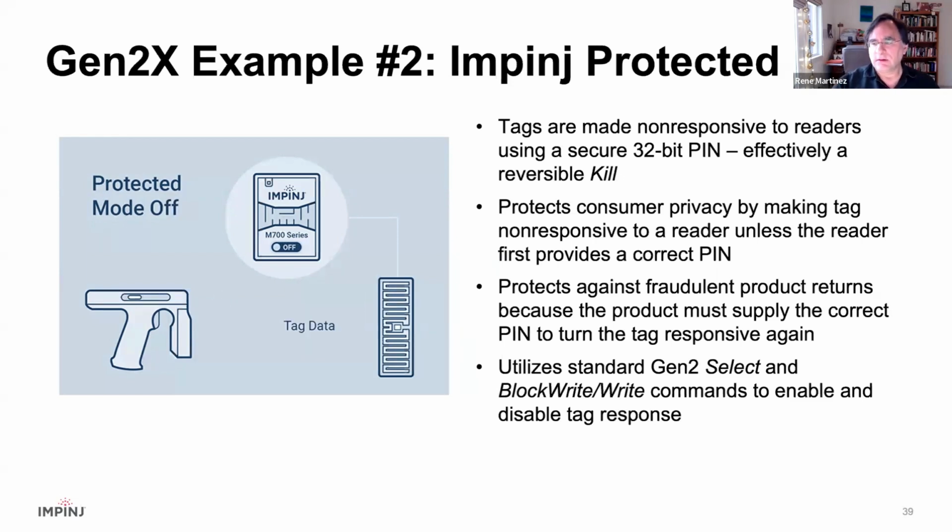So this is another example of working within the confines of Gen2 to enable consumer privacy and other things that are helpful for embedded use cases. As you can see in the bottom point there, it uses standard Gen2 select and block write and write commands to enable and disable these responses. So those are two examples.